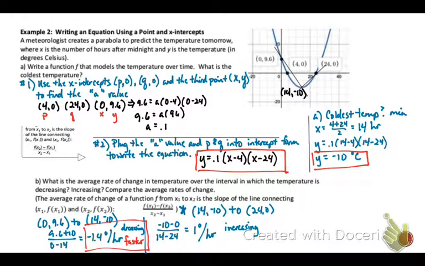So which one is faster? Well, the temperature dropped more quickly than it increased. So that's a little information that you can find out from a quadratic.